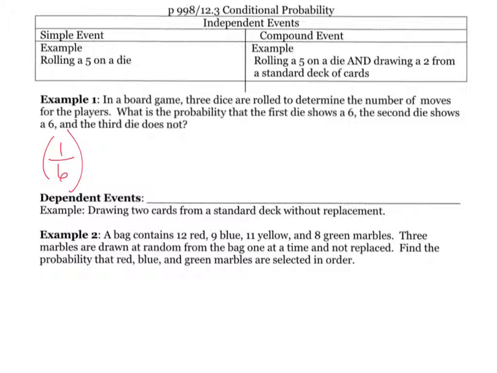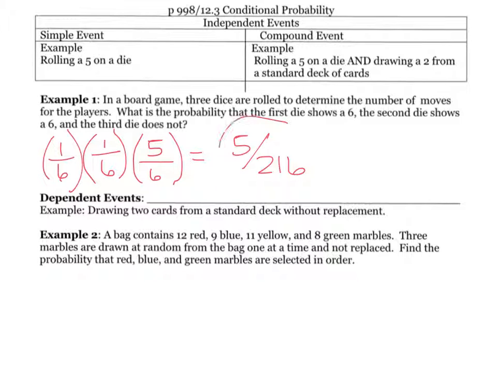It also says the second die shows a 6. Well, this has nothing to do with the first one, still just using a die, and there's going to be 1/6 that this one would be a 6. And then the probability that the third die does not. There's 5 other numbers on the die that aren't 6, so there's 5/6 of a chance of it not being a 6. With these, we're going to be multiplying these together to get our final answer. And when we do that, we're going to get 5 over 216 as our final probability.